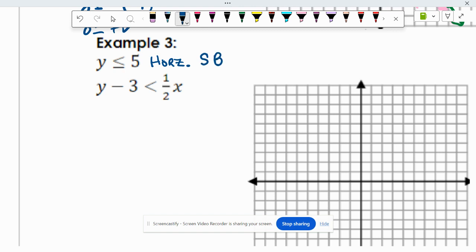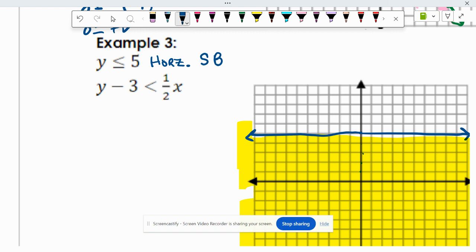So I'm going to go to where Y is 5. 1, 2, 3, 4, 5. And I'm going to make this nice, solid horizontal line. And I'm going to shade below. So it's definitely nicer to have horizontal and vertical lines, right? Less counting. Easier to think about.